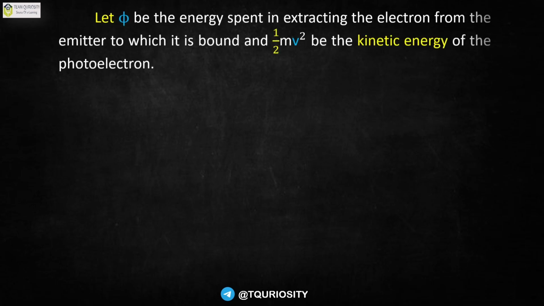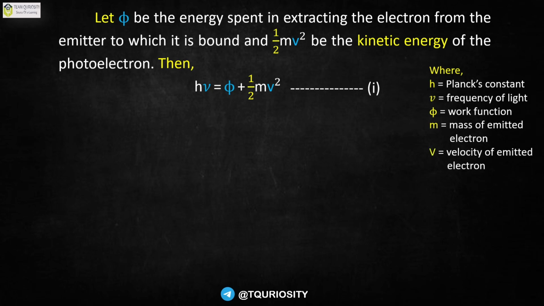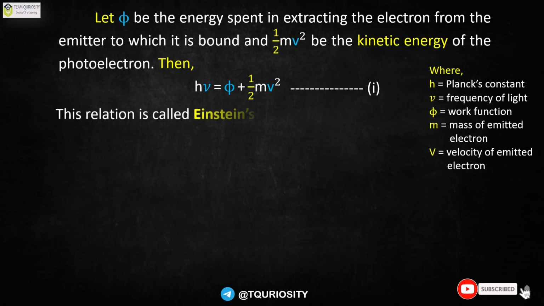Let phi be the energy spent in extracting the electron from the emitter to which it is bound, and half m v square be the kinetic energy of the photoelectron. Then h mu is equal to phi plus half m v square. Let this be equation 1. Here h is Planck's constant, mu is the frequency of light, phi is the work function, m is the mass of the emitted electron, and v is the velocity of the emitted electron. This relation, h mu equals phi plus half m v square, is regarded as Einstein's photoelectric equation.